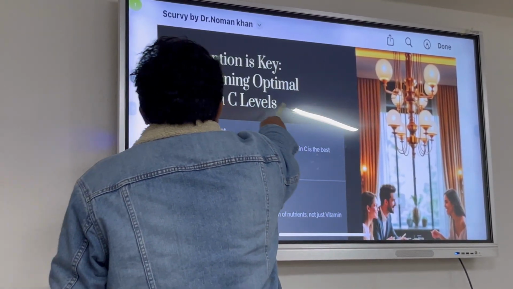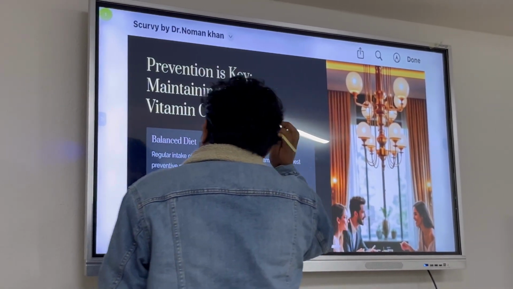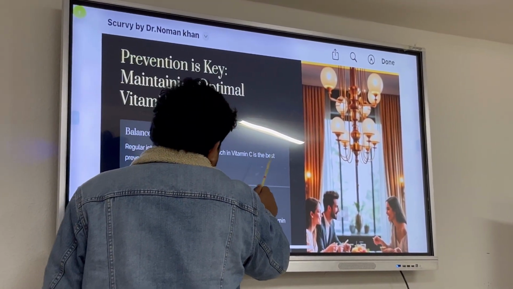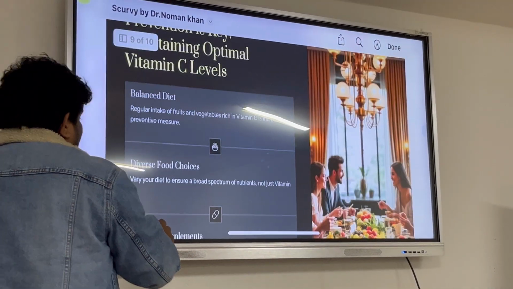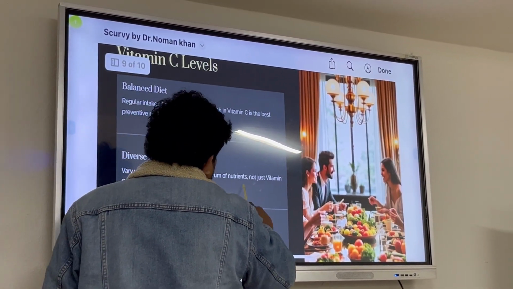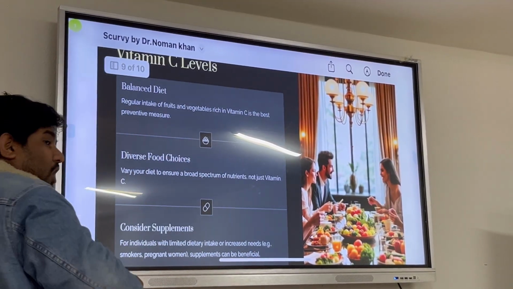Prevention is key in maintaining optimal vitamin C. First, a balanced diet: regular intake of fruits and vegetables rich in vitamin C is the best preventive measure. And diverse food choices: vary your diet to ensure a broad spectrum of nutrients, not just vitamin C but all vitamins.